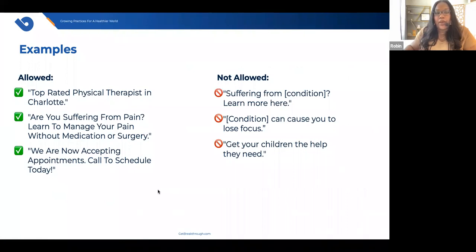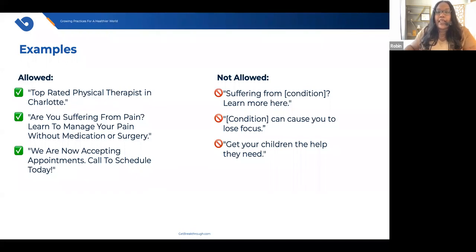Some examples are like top rated physical therapists in Charlotte. Are you suffering from your pain? Learn how to manage your pain. So we're not guaranteeing anything. We're just telling you we're gonna teach you how to manage your pain without medication, or we're gonna help you manage your pain without medication and surgery. And then if you just want more general appointments, we are now accepting appointments, calls to schedule today.